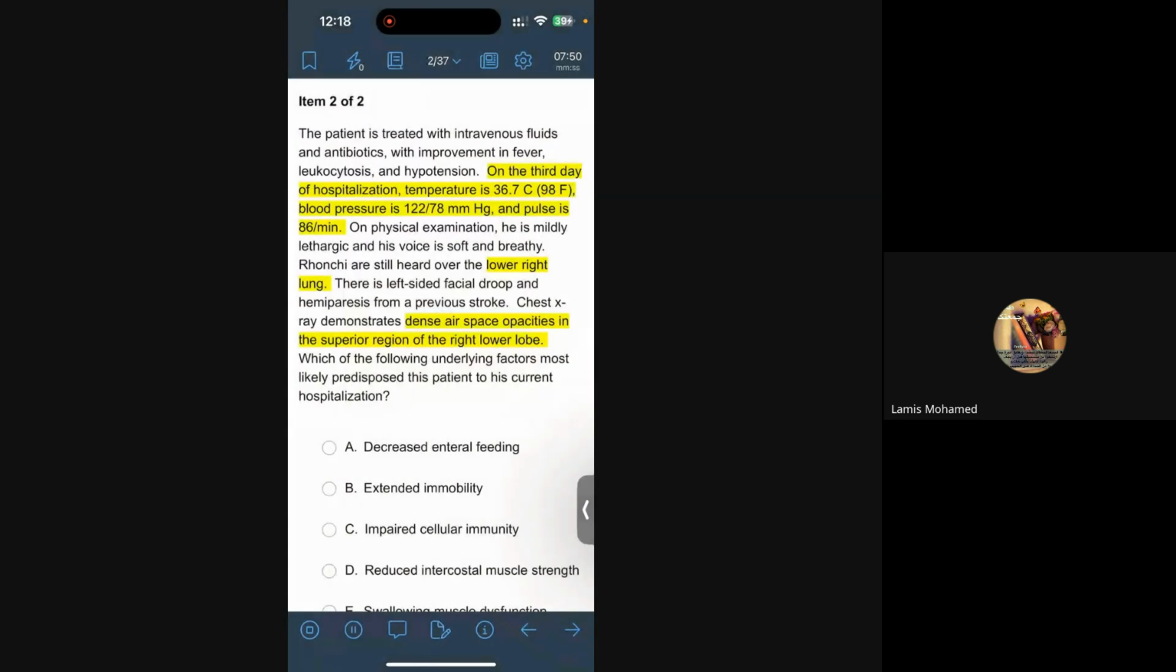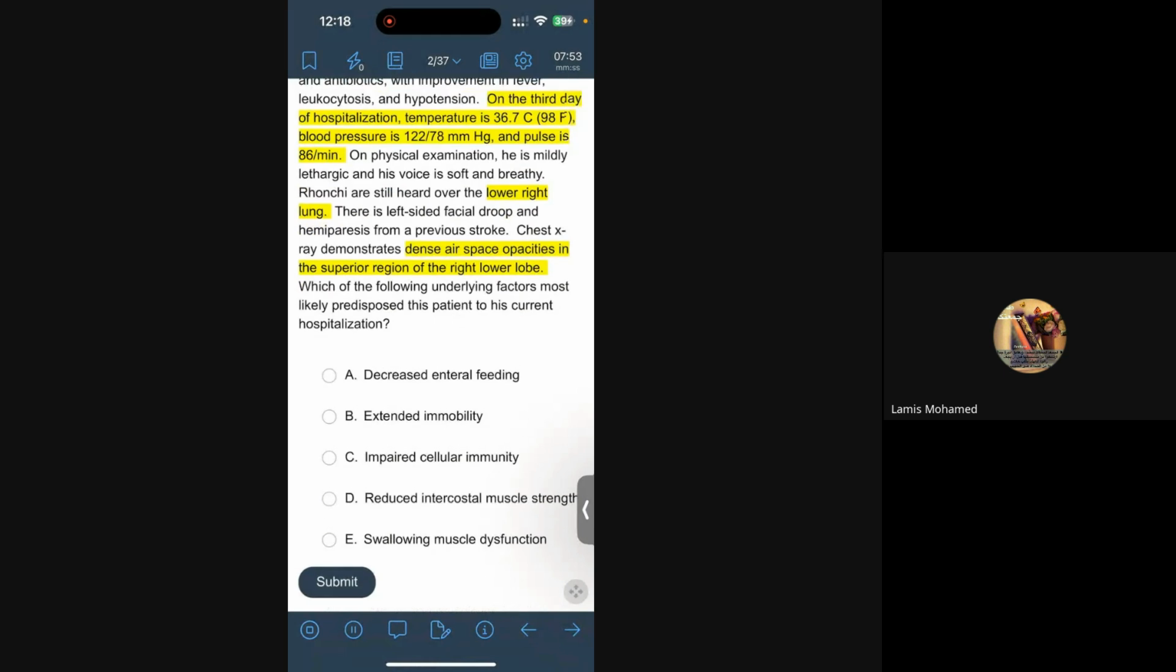Which of the following underlying factors? Now tell me which would be the answer in this patient. Extended immobility, you are saying option B is the right answer? Option B would be the right answer if the diagnosis is DVT. But we know our patient is not suffering from pulmonary embolism arising from DVT, so option B is not going to be the right answer.